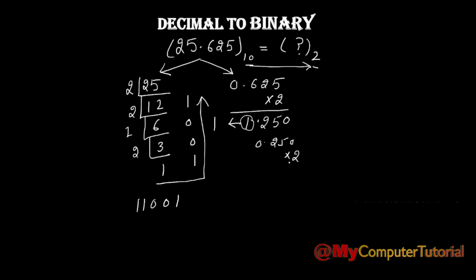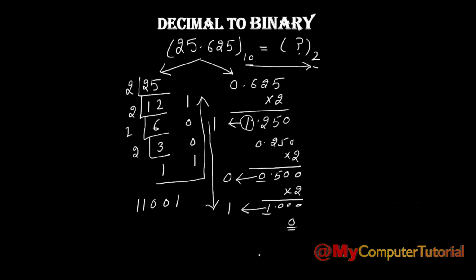Again multiply it by 2, you will get 0.50. Take this 0 off and you are left with this number. Multiply it by 2, you will get 1.0. Take this 1 off here and you are left with 0. So stop here and write this number from top to bottom, which means this part is converted to 101.